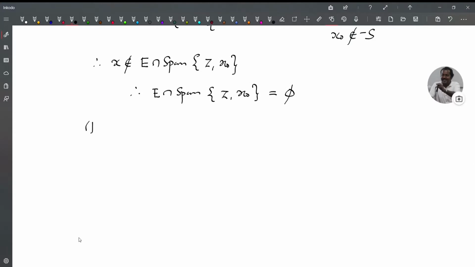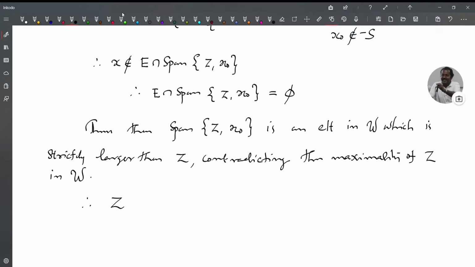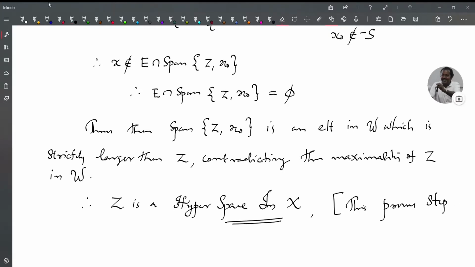Thus, the span Z x₀ is an element in the family W. It is strictly larger than Z, contradicting the maximality of Z in family W. Therefore, Z is a hyperspace in X. This proves step 2. So we prove the remaining part.